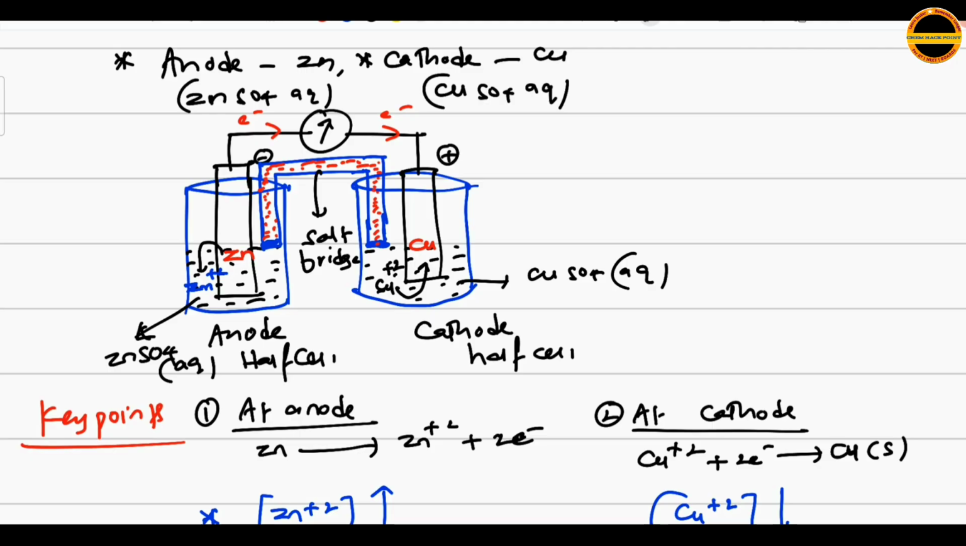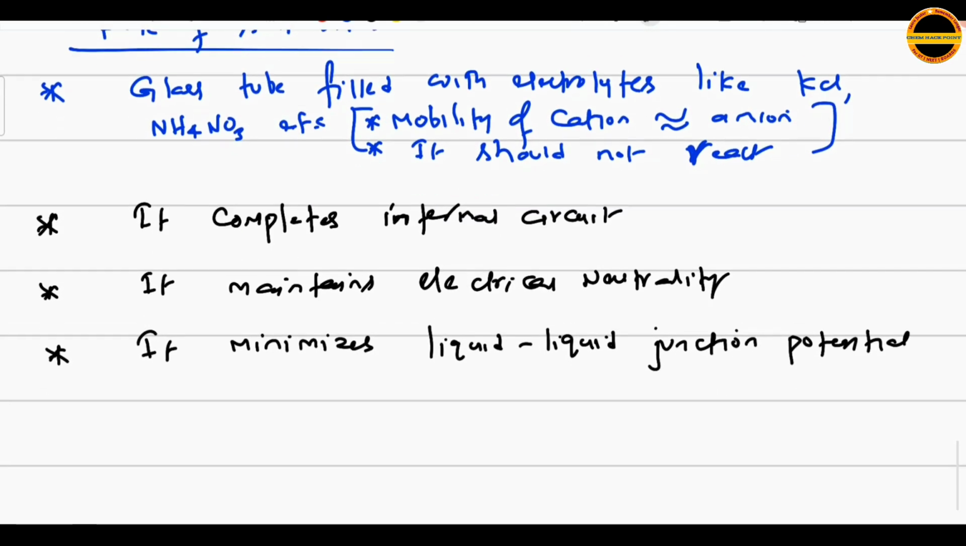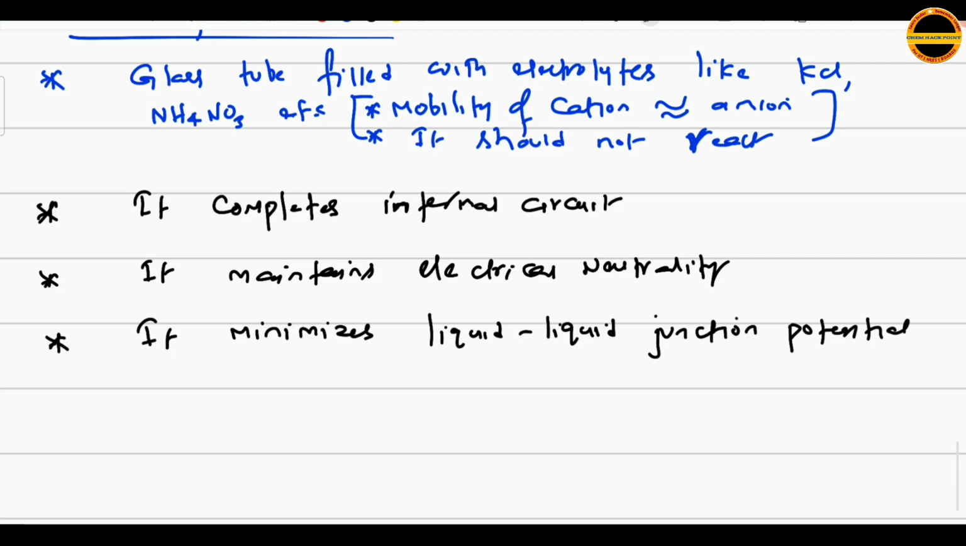So our main duty is to cut the contact of both these solutions by using a salt bridge, which is not empty. Inside the salt bridge there is an electrolyte like KCl mixed with agar-agar gel paste and filled into the tube. So it completes the internal circuit, it maintains electrical neutrality, and it minimizes liquid-liquid junction potential. Liquid-liquid junction potential means it prevents the contact of both these solutions so that no extra cell potential difference develops at the point where both are connected. Overall, you can say it prevents the contact of both the solutions.